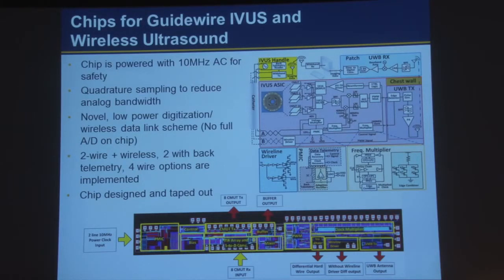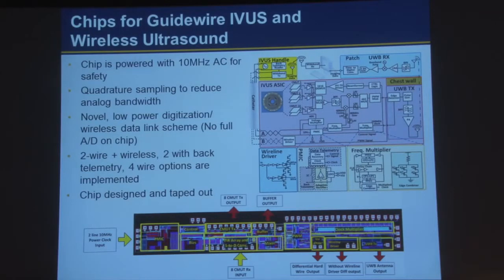Actually, this is a chip that we taped out. So we'll get it back in October to test. So this is the power conversion. This is digital control. These are the amplifier arrays. These are the pulsers. You can have a direct buffer, wireline output, differential hardwire output, and then ultra-wideband antenna output.